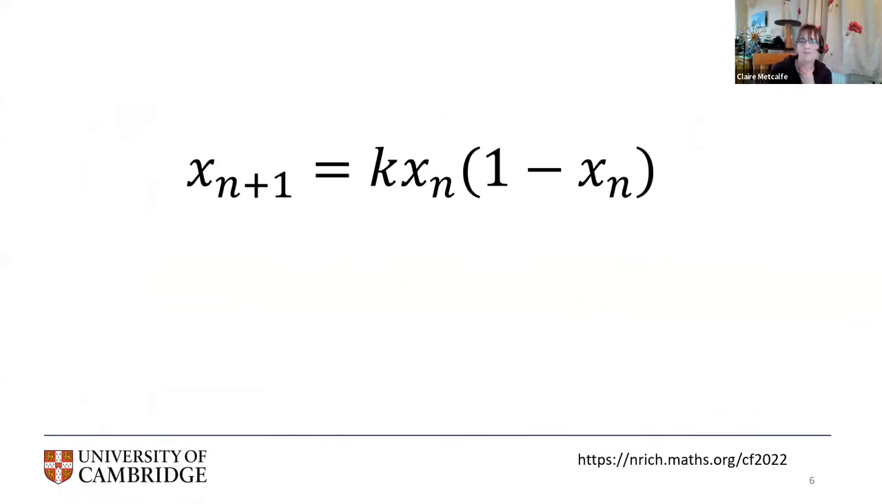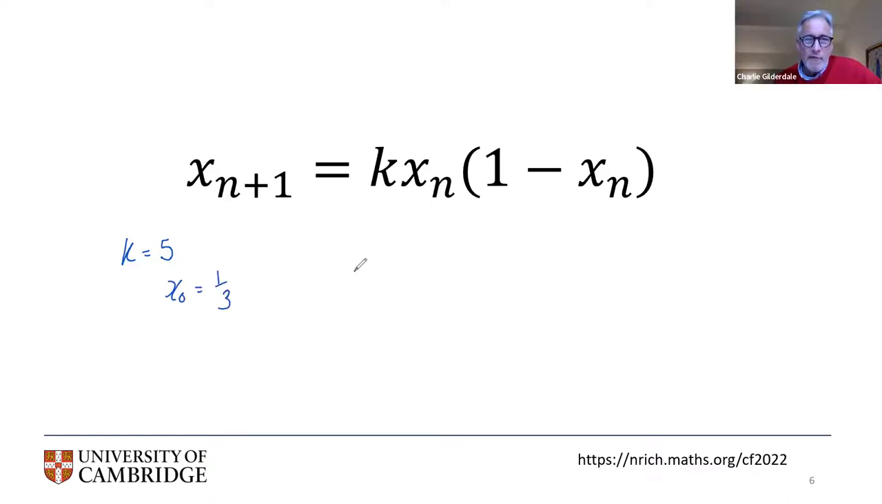Yeah, that's the equation. Right. Well, it seems to me that if k was 5, for example, and let's imagine that we had an initial population of a third. Yep. I think we're going to get into some trouble here because we're going to have 5 times 1/3 times 2/3. And we're going to end up with 10/9, which is more than 1. Now, we can't have a population greater than 1. So that's going to be problematic.